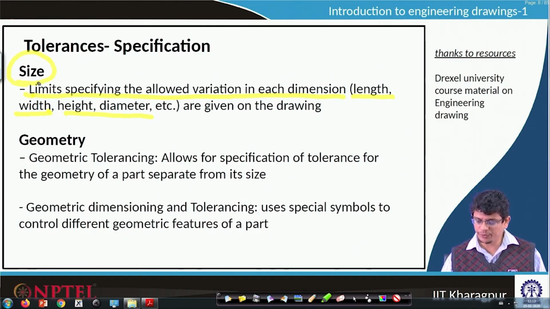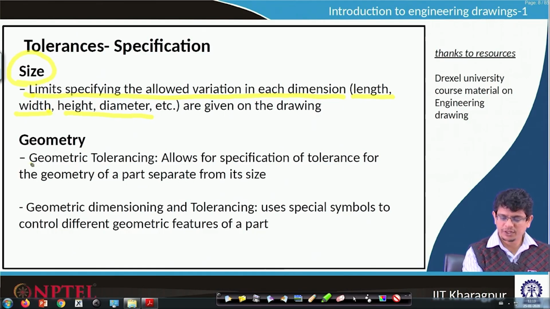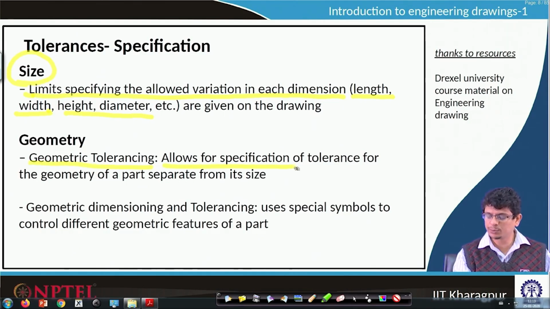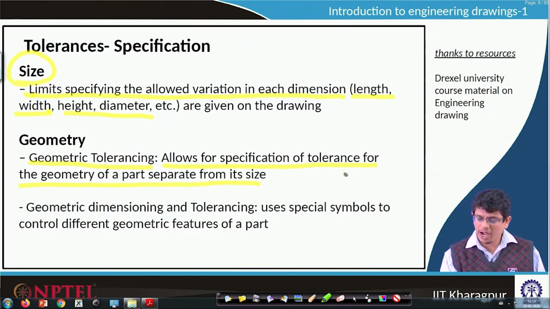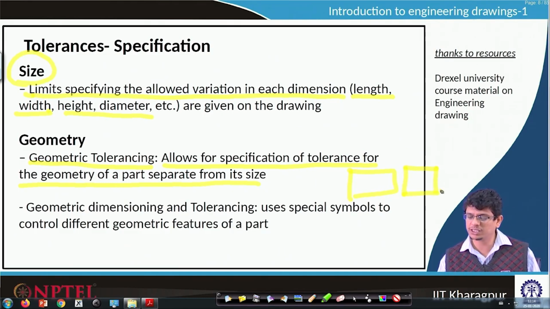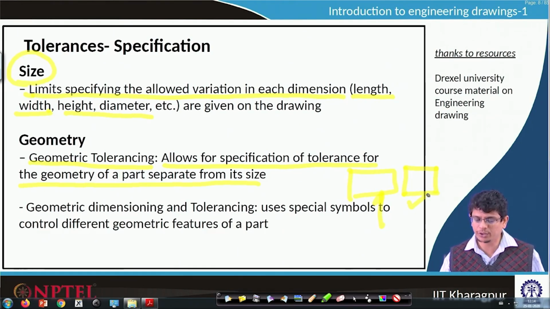Regarding geometry also, we talk about these tolerances. Geometric tolerancing allows for specification of tolerance for the geometry of the part separate from its size. I want to draw a rectangle, but perhaps there is a small variation and it might look like a trapezium. These variations are very small. Instead of having a square, perhaps this trapezoidal shape is also tolerated, and that is what we call geometric tolerances. In terms of lines, lengths and diameters, that is what we call size tolerances.